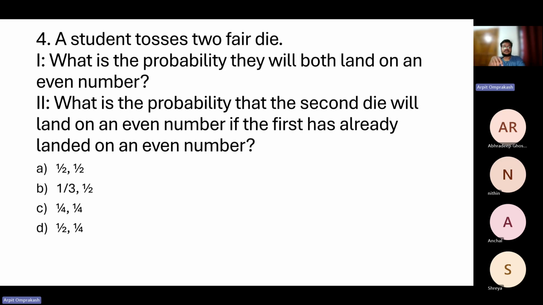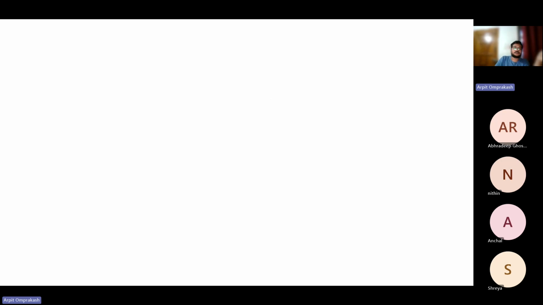Now, the next question is, a student tosses two fair dice. What is the probability that they will both land on an even number? And the second part is, what is the probability that the second die will land on an even number if the first one has already landed on an even number? Here again, we are basically asked to calculate two probabilities. So a student is basically tossing two dice.